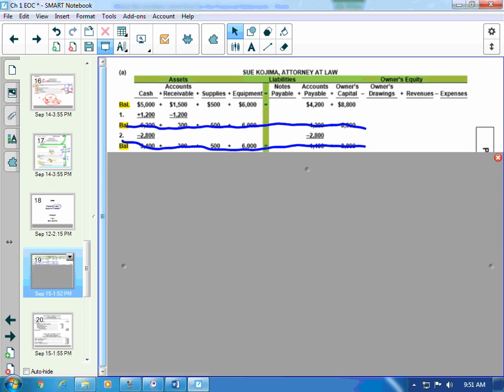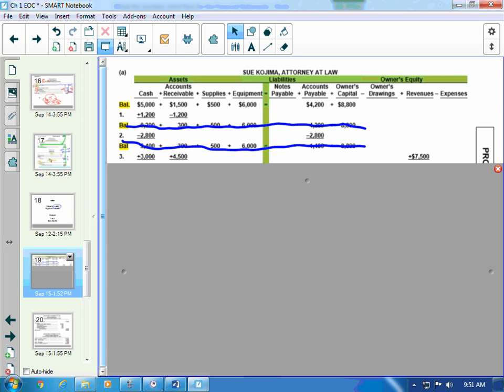Whoa, this is worded funny. We recognized revenue of $7,500, of which $3,000 is collected in cash and the remaining balance is due later. What's going to happen under owner's equity? Up in revenue by $7,500. So this attorney must have provided $7,500 worth of services.